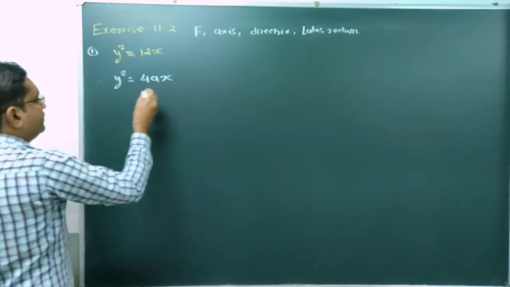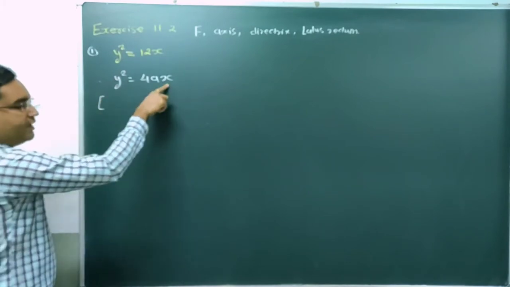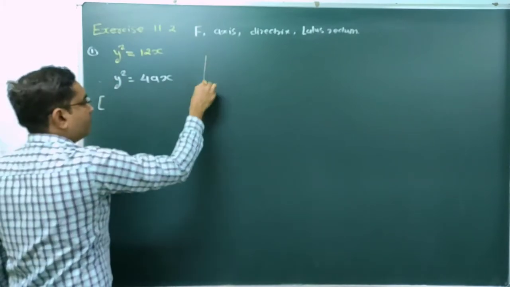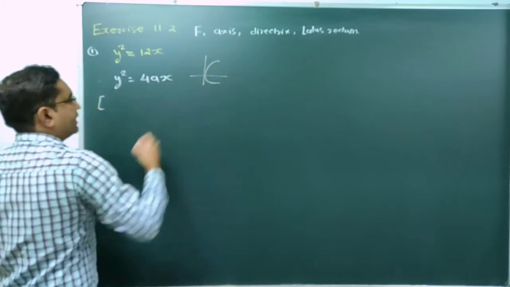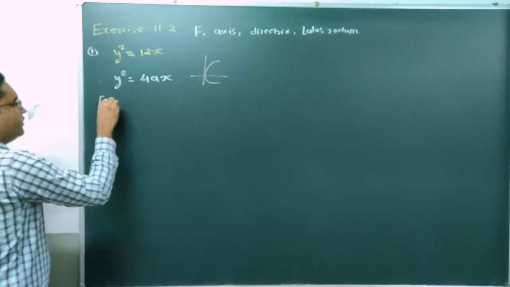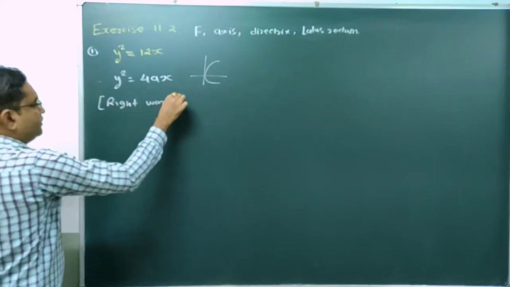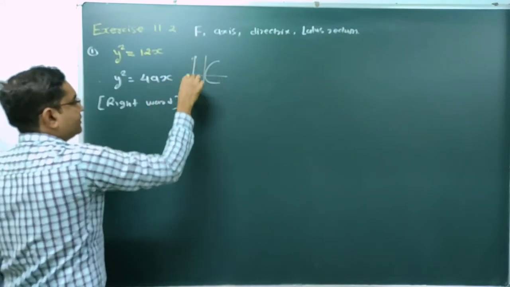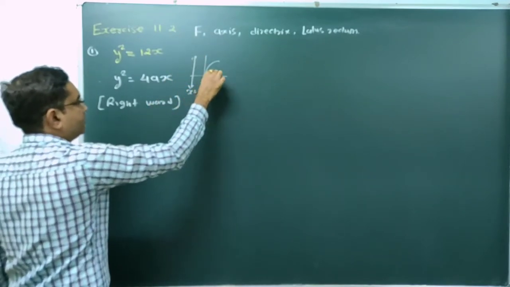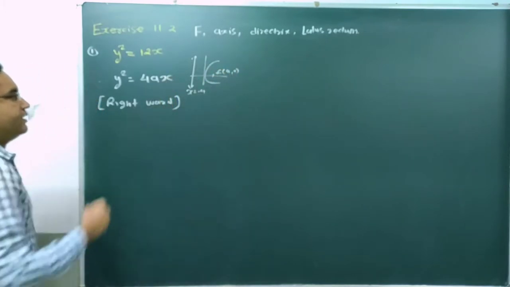Which type of parabola? Here, for positive and negative values of y, x is positive. So it's a rightward parabola. This is the equation of a rightward parabola, and the equation of directrix is x equal to minus a, focus is (a, 0). Done? ये हमने स्टडी किया था.